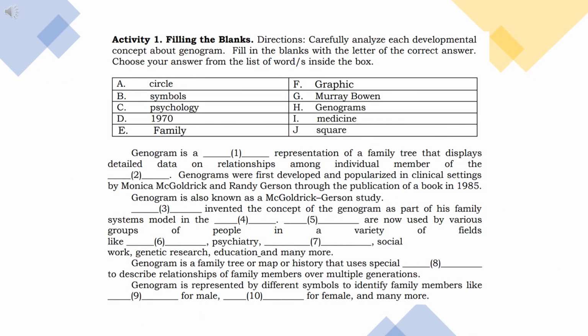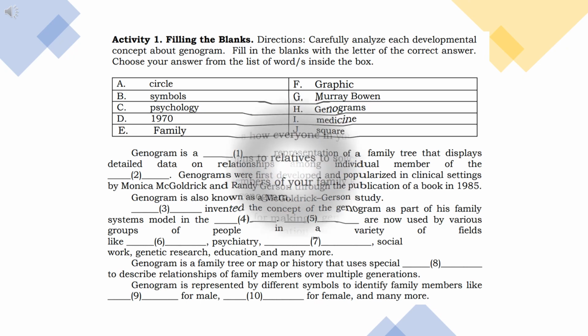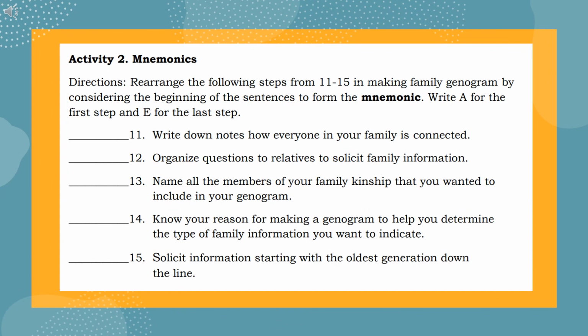What I have learned. Activity 1. Filling the blanks. Directions: carefully analyze each developmental concept about the genogram. Fill in the blanks with the letter of the correct answer. Choose your answer from the list of words inside the box. Activity 2. Mnemonics. Directions: rearrange the following steps from 11 to 15 in making a family genogram by considering the beginning of the sentences to form the mnemonic. Write A for the first step and E for the last step.